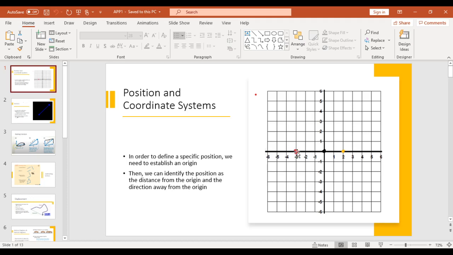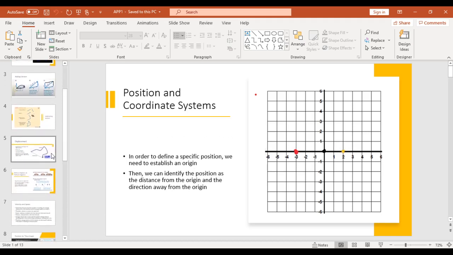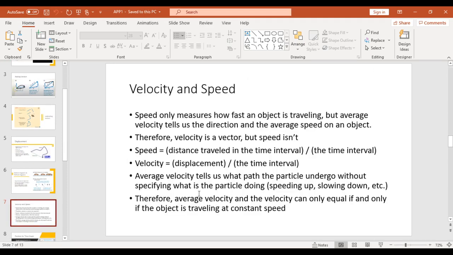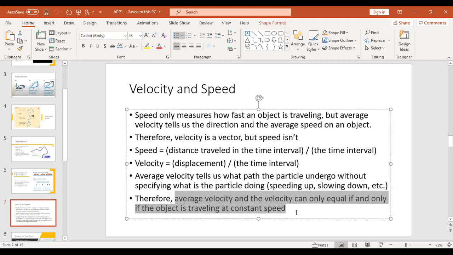I could very well just travel very fast and then slow at the very last mark, right? Or slow at the very first mark and then thrust myself towards the very end, right? There's many ways you can interpret how the particle is moving from this red dot to this yellow dot if you're only given the average velocity, right? You really don't know how the object is traveling based on speed and such. Therefore, average velocity and velocity can only be equal if the object is traveling at constant speed.